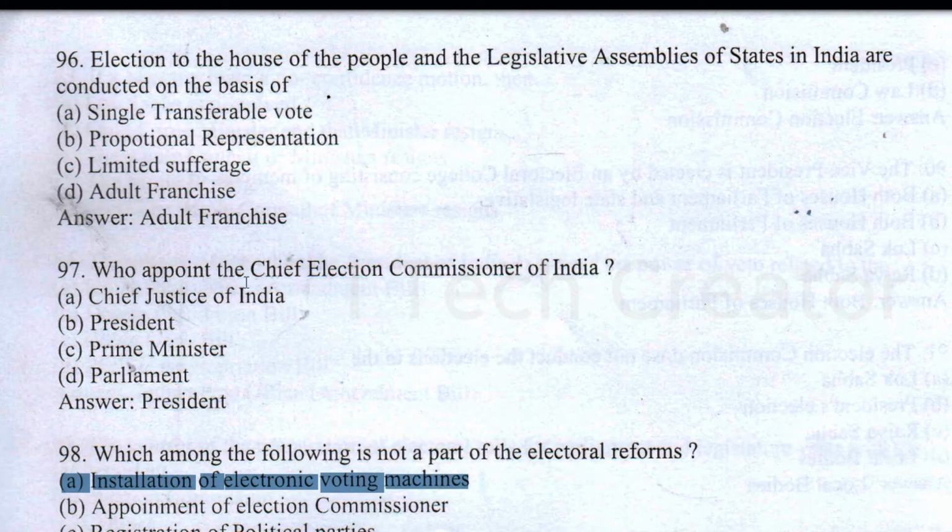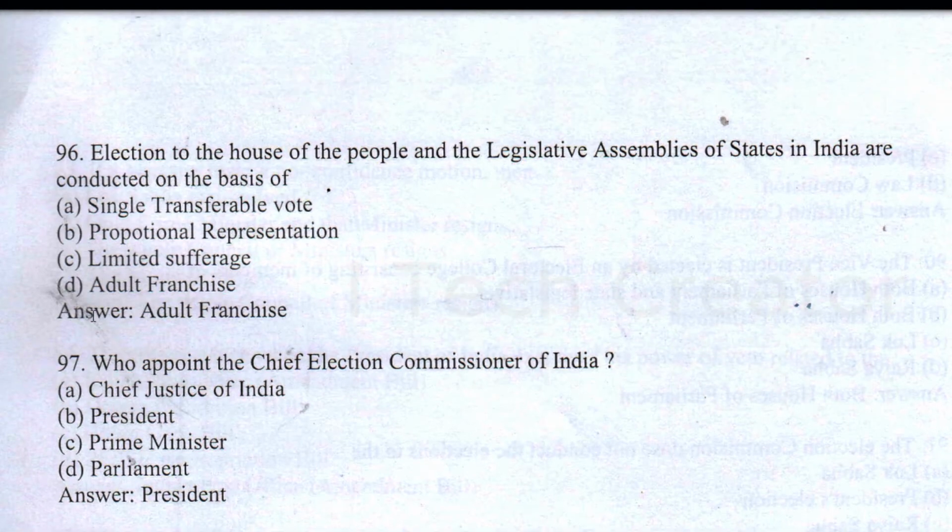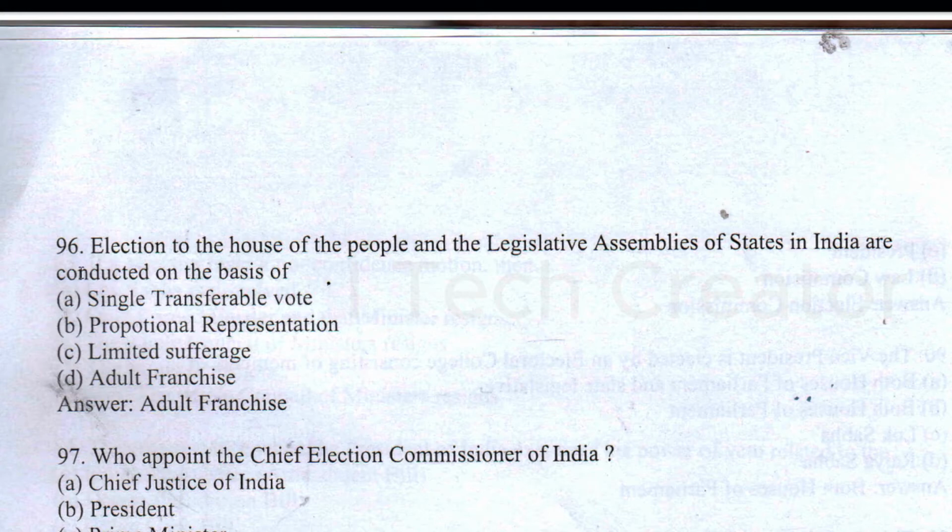Who appoints the Chief Election Commissioner of India? The President. The President appoints the Chief Election Commissioner of India. 96. Elections to the House of the People and the legislative assemblies of states in India are conducted on the basis of adult franchise. This is the answer, adult franchise.